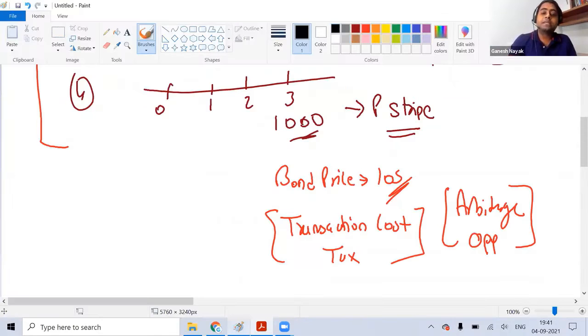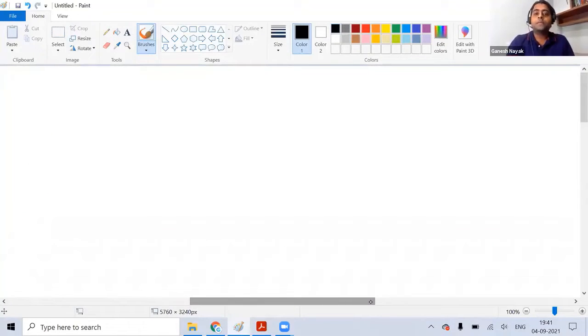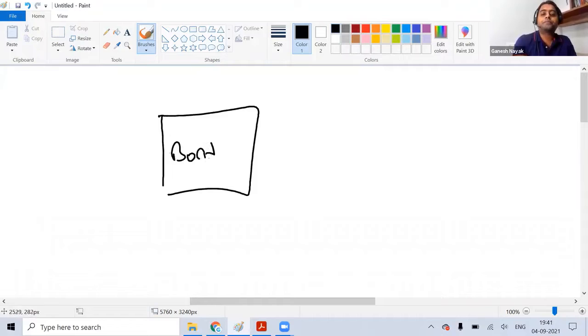So what is this replicating portfolio logic talking about? Before we go into the replicating portfolio, why do we need one? I'm going to talk about that. Suppose there is bond 1, it has a particular cash flow, and the price of that bond is say 100.